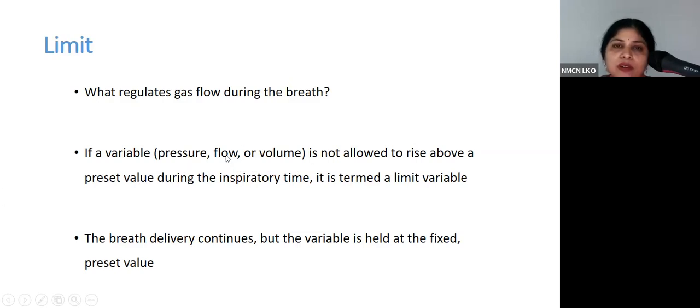So it could be PIP, the flow rate, or the tidal volume which is allowed to rise up to a preset value during the inspiratory time. Once it is achieved, it is held there, and that is the limit. So the ventilator knows that this limit has been achieved, and it doesn't have to keep pushing gas into the lungs. Even if the inspiratory time is there, the ventilator keeps the lungs distended to that preset pressure, or inflates the lung to that tidal volume. So this is the limit which determines the magnitude of the breath, and it holds the breath to that level.